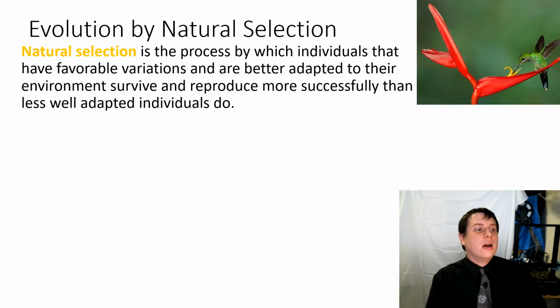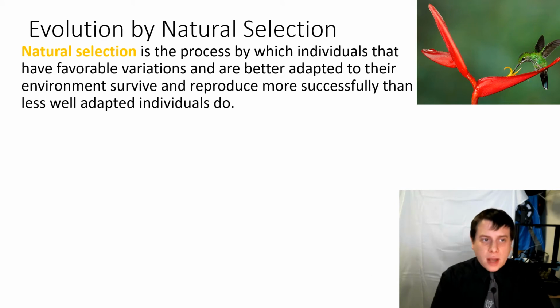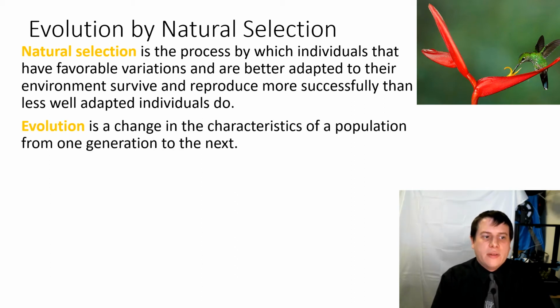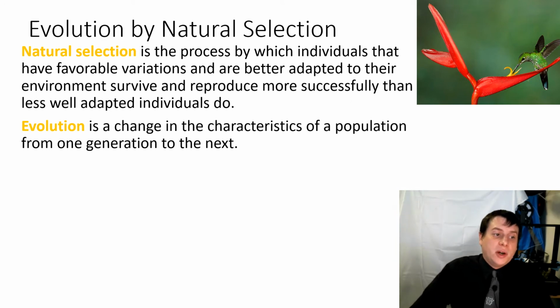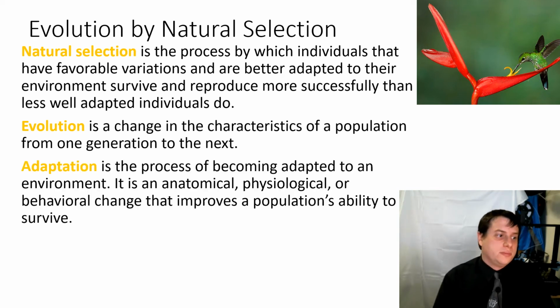So natural selection is the process by which individuals that have favorable variations are better adapted to their environment, and they survive and reproduce more successfully than less well-adapted individuals do. Evolution, then, is the change of characteristics of a population from one generation to the next based off of natural selection. So evolution is the change that occurs in a population as a result of long-term natural selection.